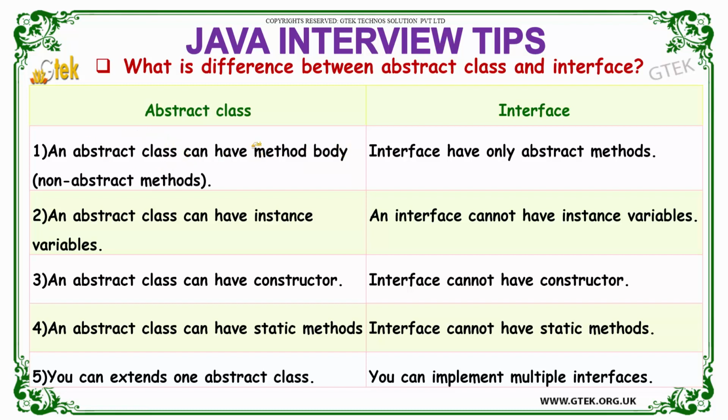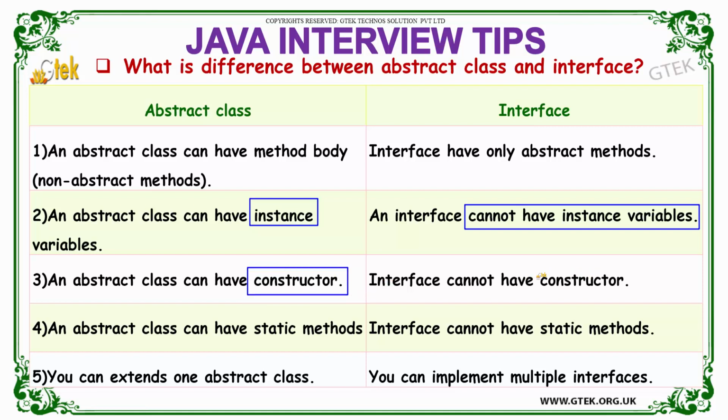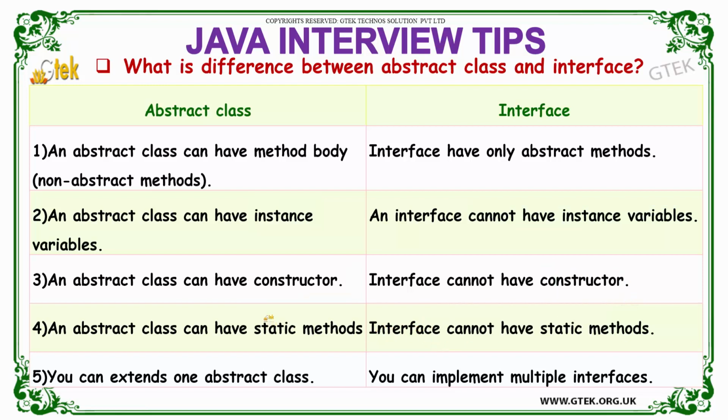Abstract class can have a method body, whereas your interface has only abstract methods. An abstract class can have an instance variable, whereas your interface cannot have instance variables. An abstract class can have a constructor, whereas your interface cannot have a constructor. An abstract class can have static methods. Your interface cannot have static methods.